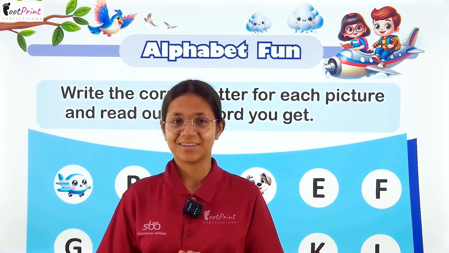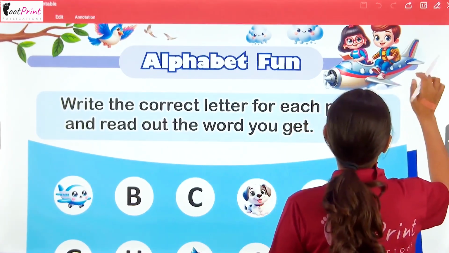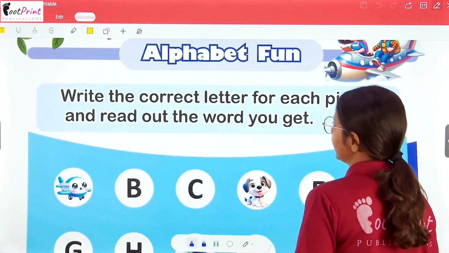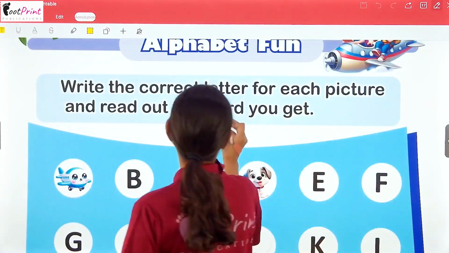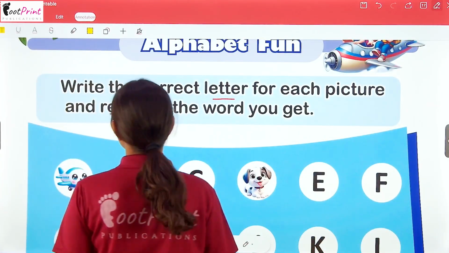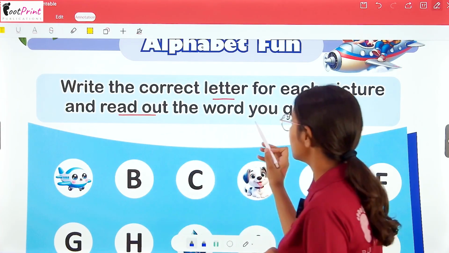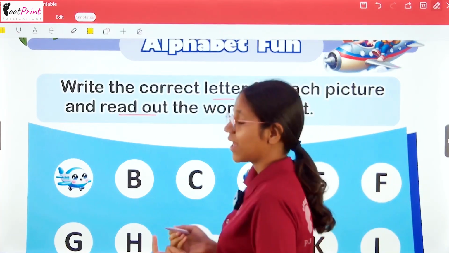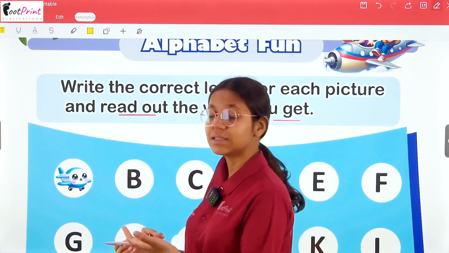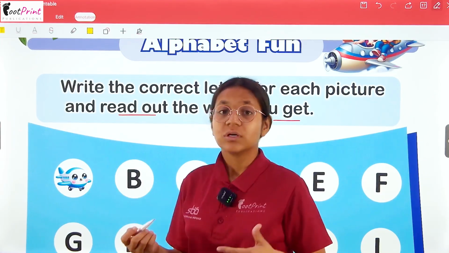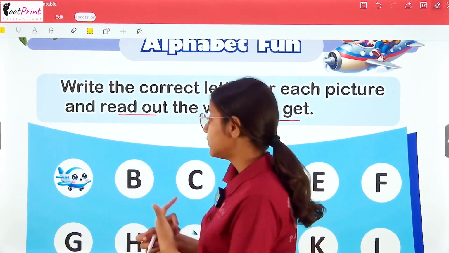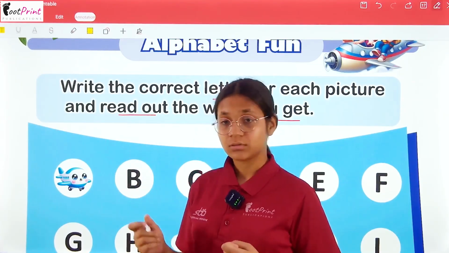So let's start it. Kids, in this chapter we will learn about alphabet. Write the correct letter for each picture and read out the word you get. So we have to read the letter, read the alphabet, and we have to pronounce the name of the picture.